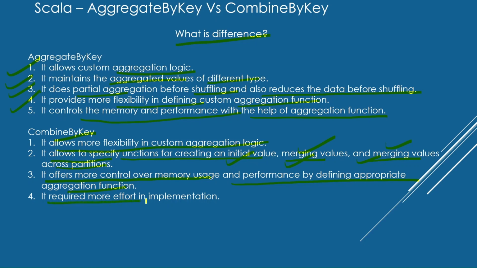It requires more effort in implementation. This is one of the major disadvantages, because whenever you use combine by key, you need to write three functions, so the implementation will take time. That's why I have written here that it requires more effort in implementation. So these are some of the differences between aggregate by key and combine by key.